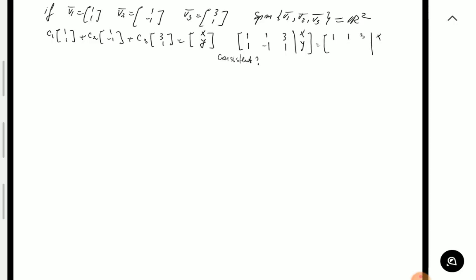I can subtract the first row from the second. So 0, minus 1, negative 2, 1 minus 3, negative 2, and y minus x. Then I can create a second pivot by dividing the second row by negative 2. So I have 0, 1, 1, y minus x over negative 2, that's like x minus y over 2. It's not necessary to solve to realize that the answer is yes, right?